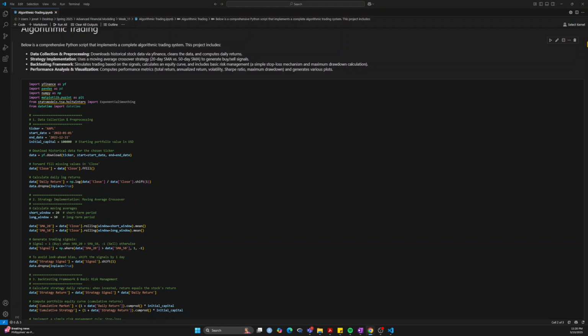To avoid look-ahead bias, I shift these signals by 1 day. This ensures that the decisions are made using only past data.